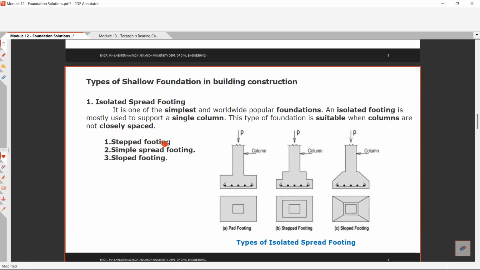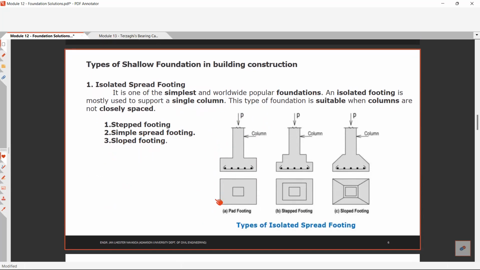There are other subtypes of isolated spread footing. Number one is the step footing. Number two is the simple spread footing, and number three is the slope footing. Okay, so ito yung simple spread footing. This one is the simple spread footing. This one is the step footing, and this one is the slope footing.